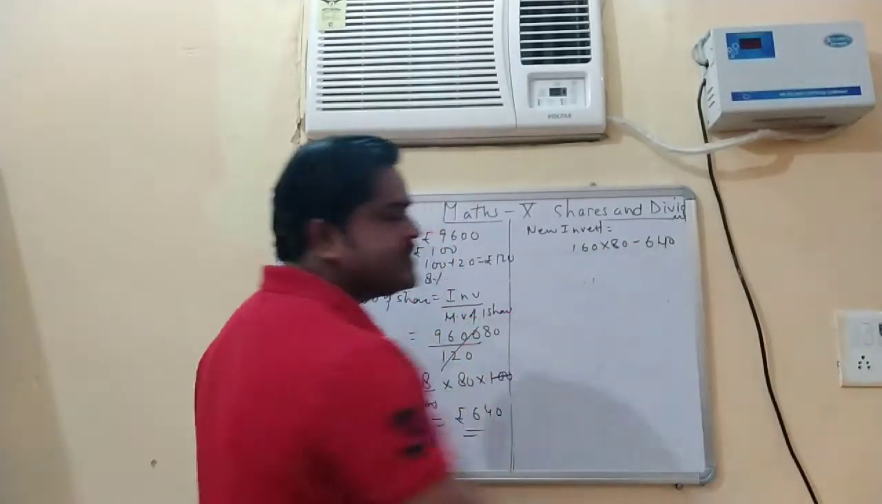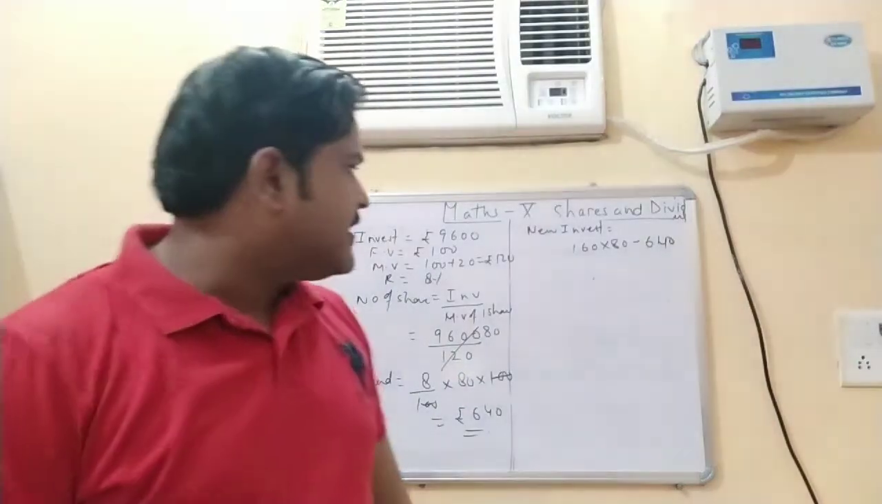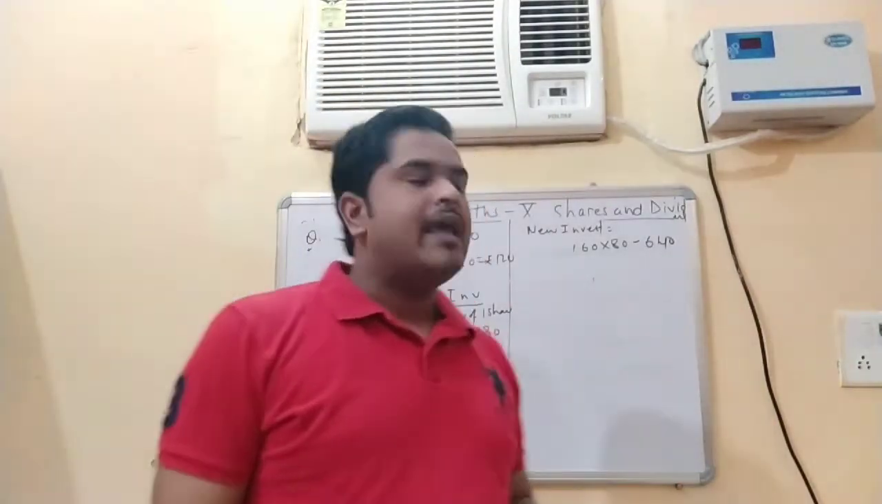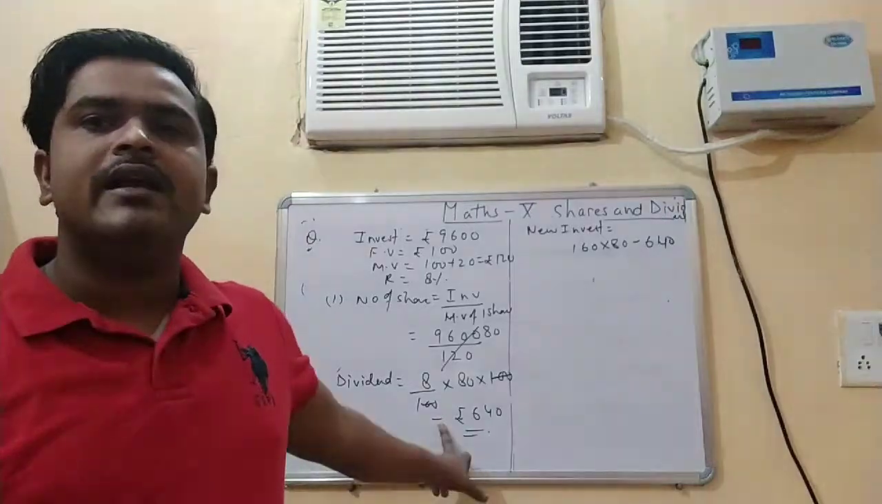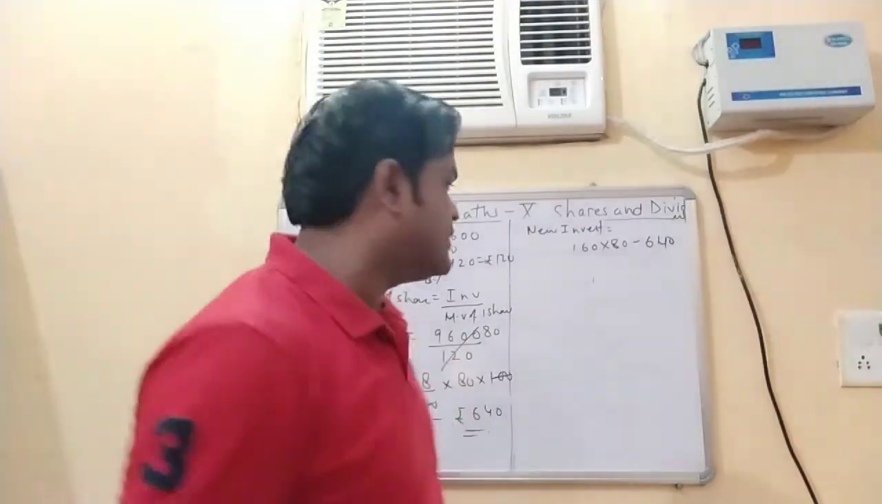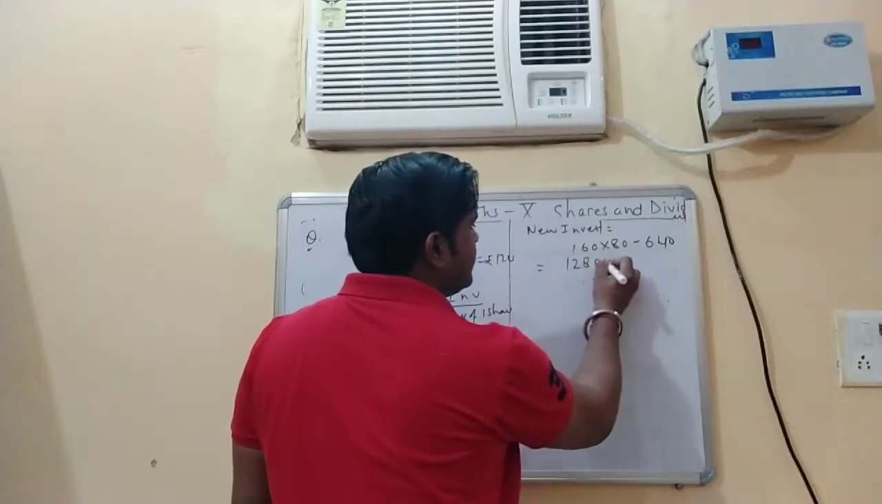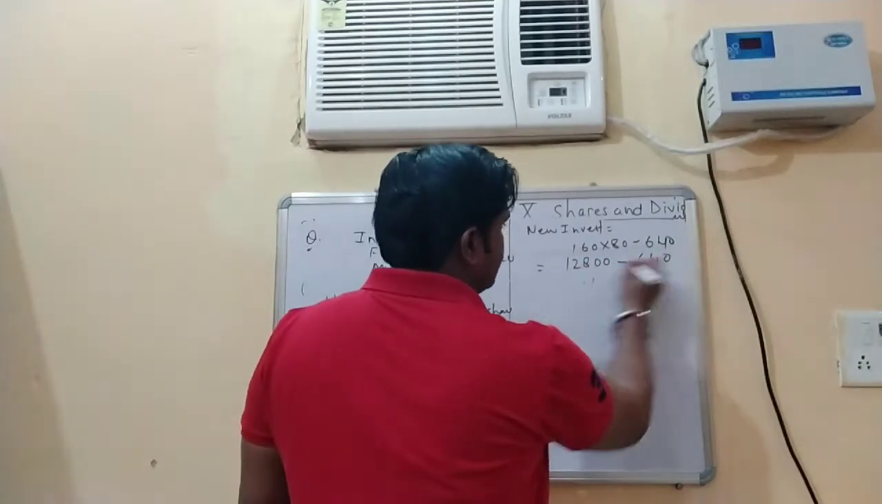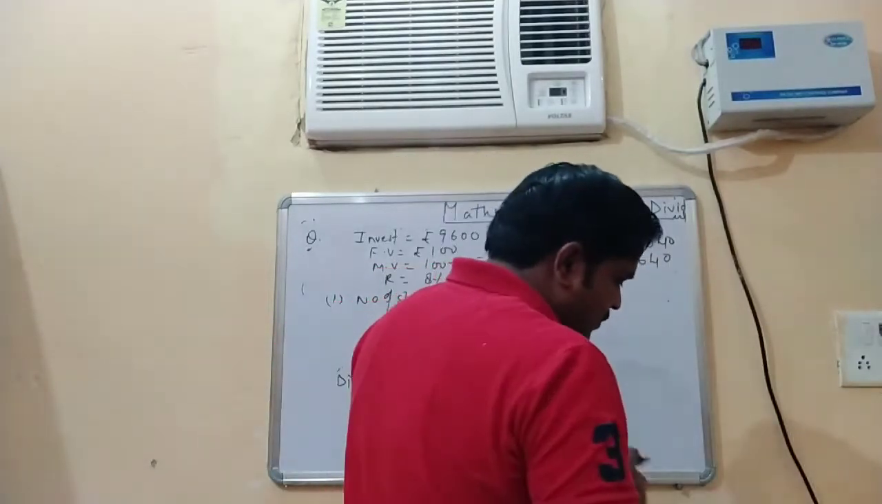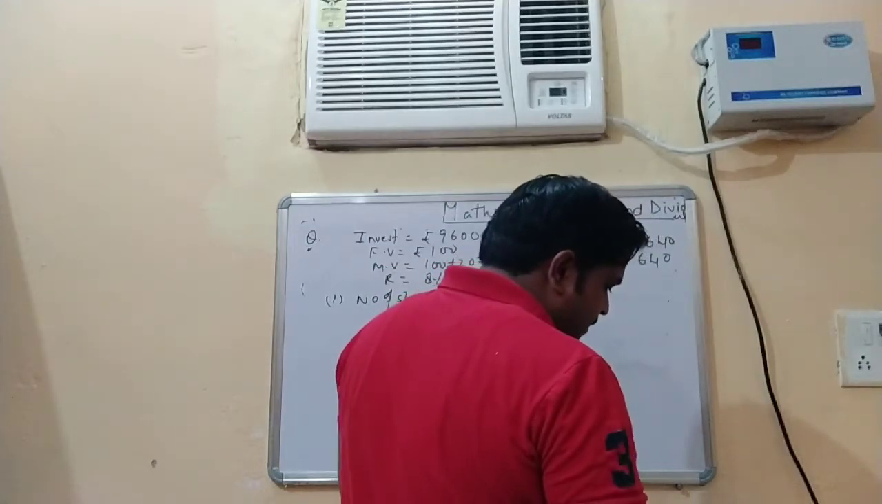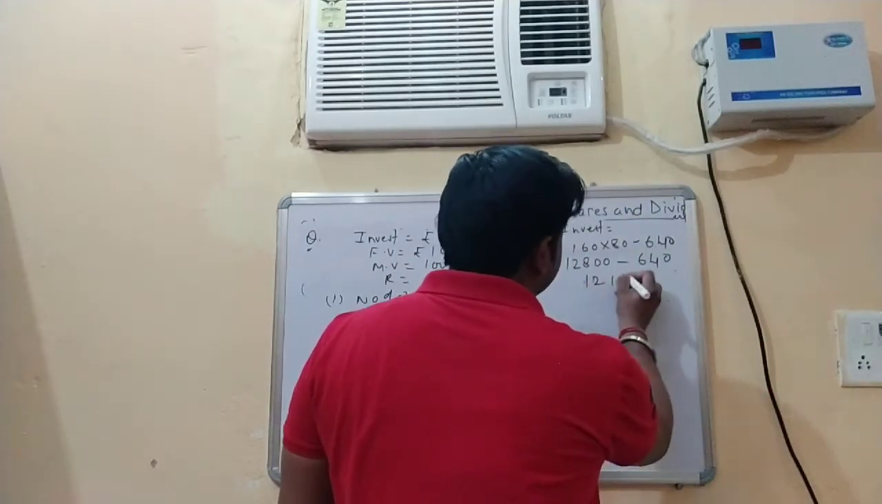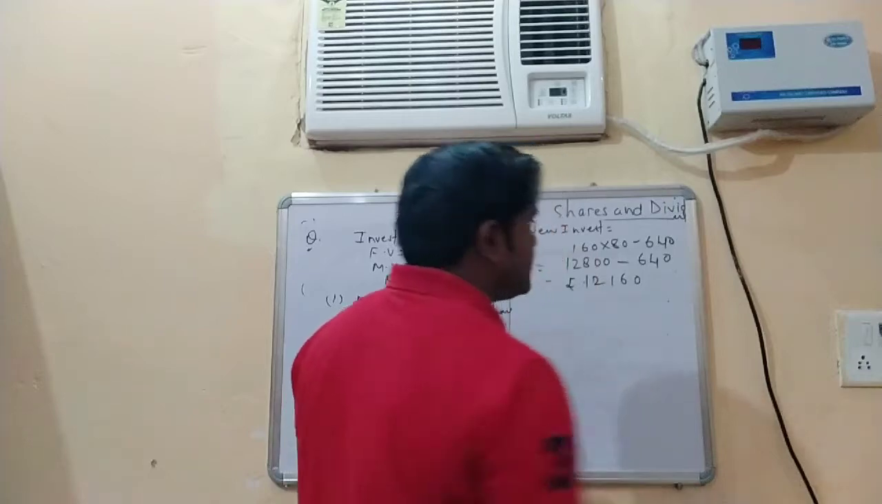Why have we subtracted this 640 from this? Because it is given in the question that we have to exclude the dividend or the income that he has obtained from this. So this will be equal to 12800 minus 640. This will be equal to 12,160. So this will be the new investment.